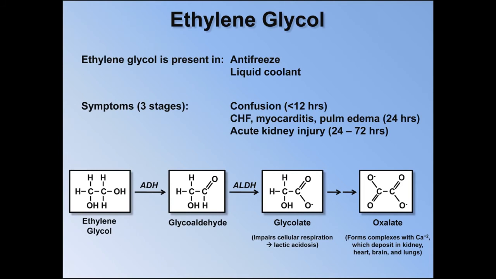Ethylene glycol toxicity is diagnosed from levels directly measured in the blood, but strong supporting evidence includes the discovery of calcium oxalate crystals in the urine, which can be seen on light microscopy and which is likely to be quicker to obtain than the ethylene glycol level.